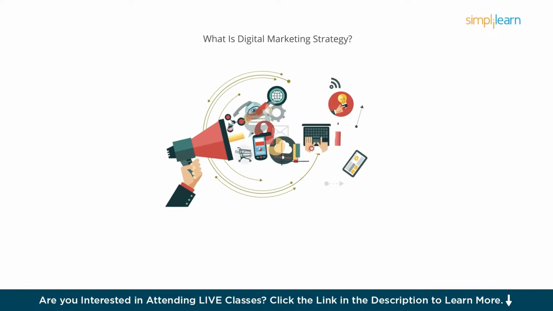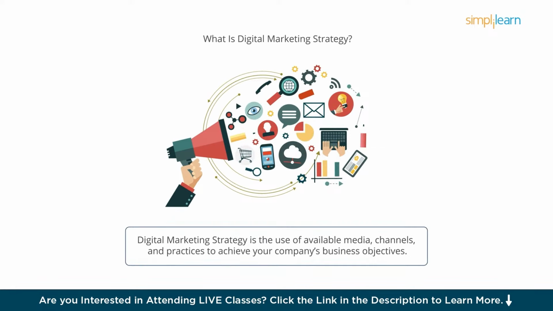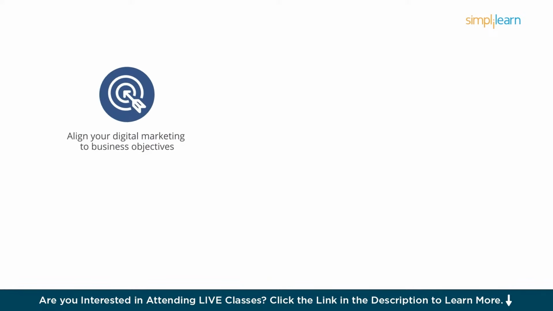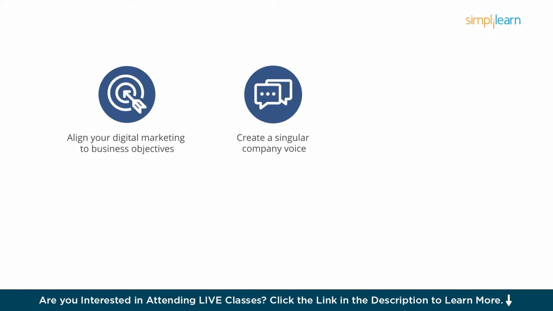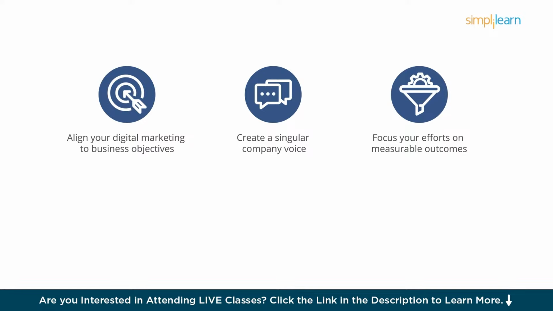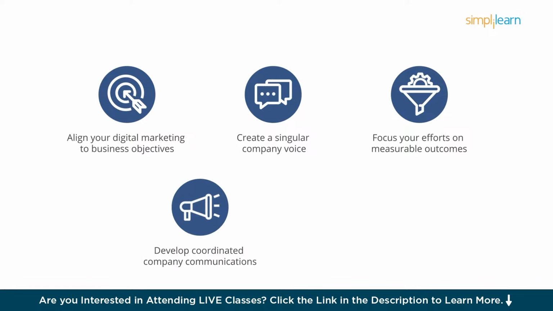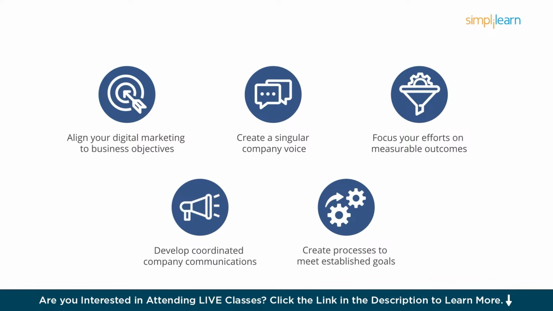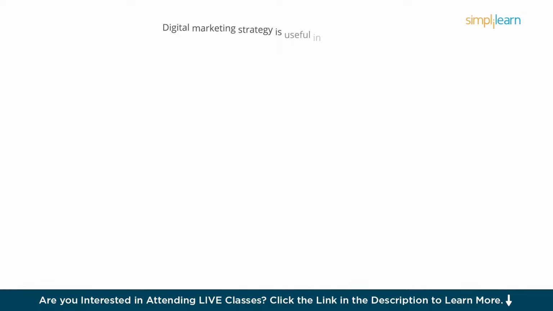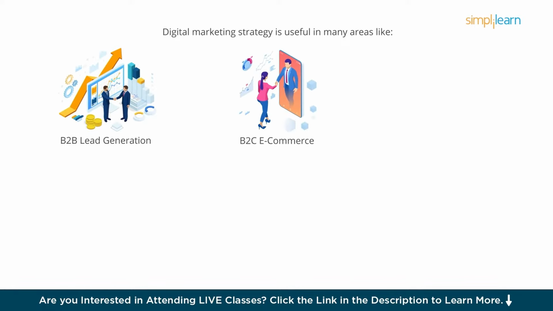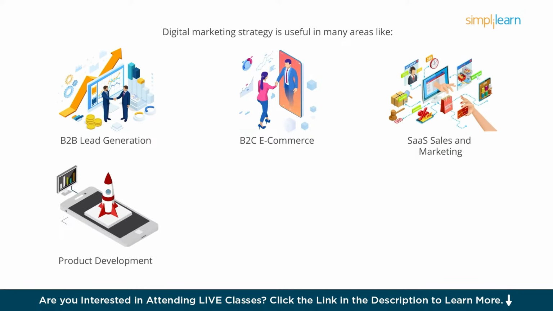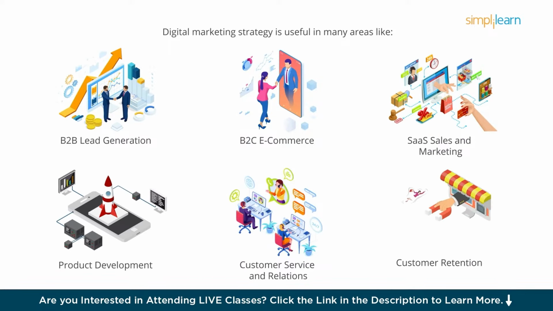So let's start. What is digital marketing strategy? In the simplest terms, digital marketing strategy is the use of available media, channels, and actions to achieve your company's business objectives. Digital marketing strategy helps you to align your marketing to business objectives, create a singular company voice that drives your communications, focus your efforts on measurable outcomes, develop coordinated company communications, and finally, create processes and frameworks that direct your efforts in meeting established goals. Digital marketing strategy is useful in many areas, such as B2B lead generation, B2C e-commerce, software as a service, sales and marketing, product development, customer service and customer relations, and customer retention.